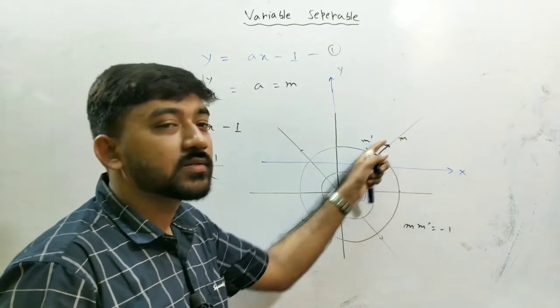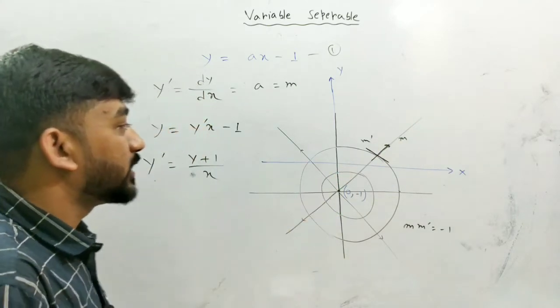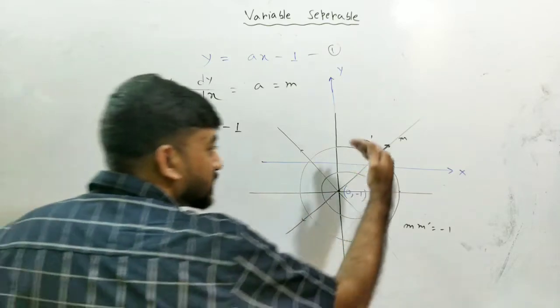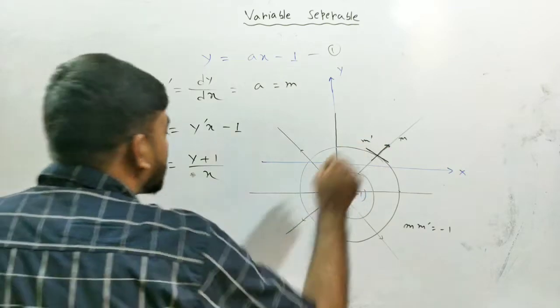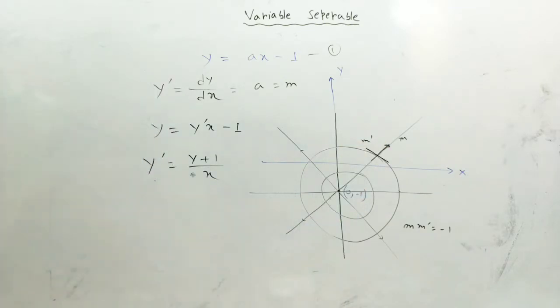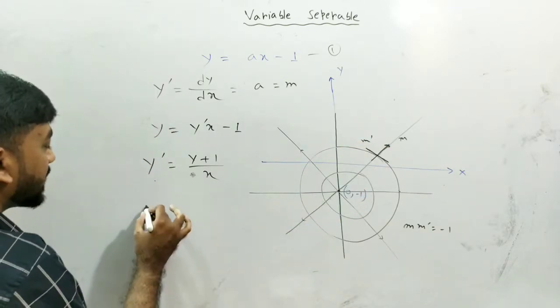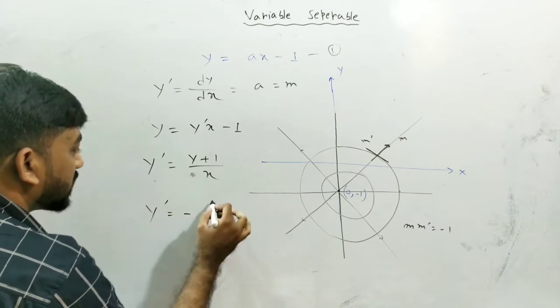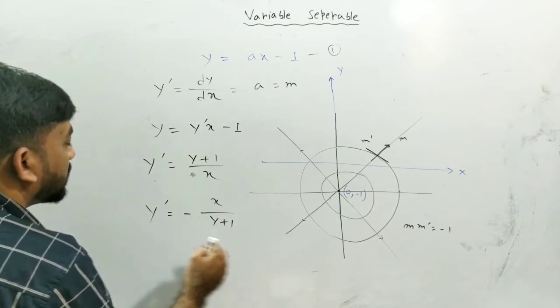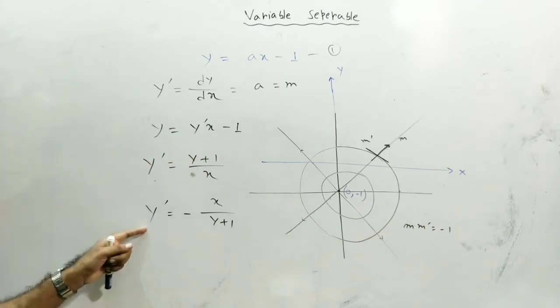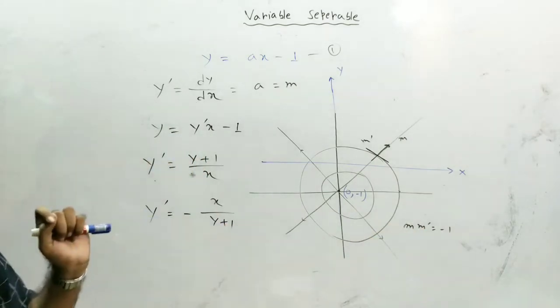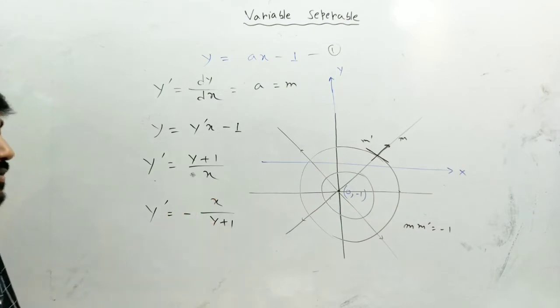Now if you want to find out the slope of the line that is perpendicular to this line, what will it be? This will be y dash is equal to minus x divided by y plus 1, because the multiplication of these two slopes should be minus 1. So y dash is equal to minus x by y plus 1.